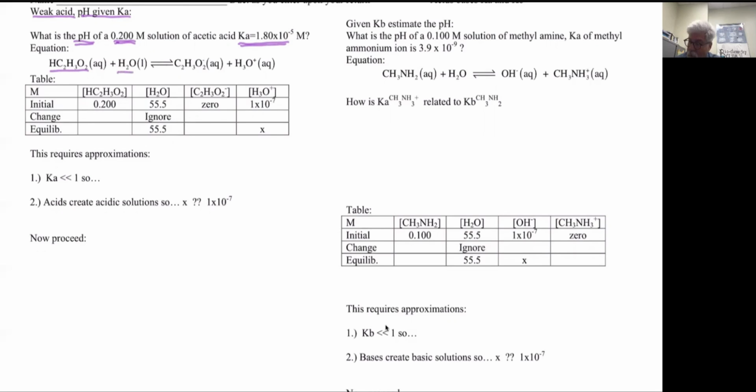We have water. We now have the acetate or ethanoate ion, and we have H3O+. Notice this time we are attempting to calculate the equilibrium concentration of each species, but it is the pH that we want to report for our final answer. So let's proceed with two simplifying approximations. Our first.